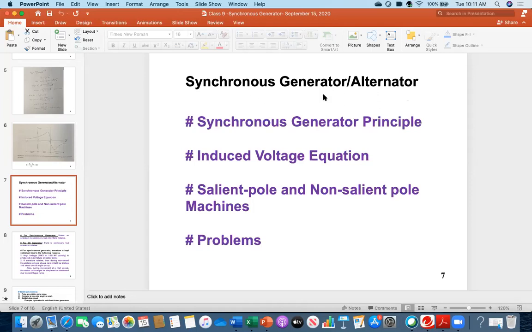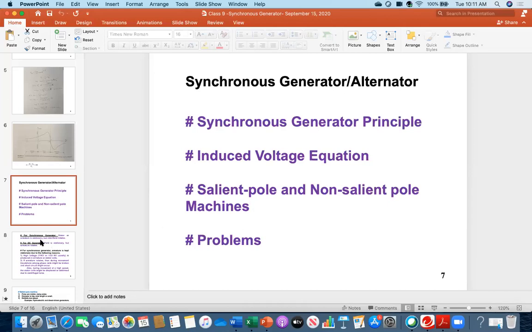So we will be looking at the synchronous generator operating principle, and because this is a generator, it is the main power source in our real life. How much voltage it induces, what the induced voltage equation is, and the pole construction are very important in this case. Those are the physical poles. I am coming soon to salient pole and then non-salient pole. Salient pole means the poles are visible. Non-salient means the poles are not visible. Soon I am coming to those points, followed by numerical problems.